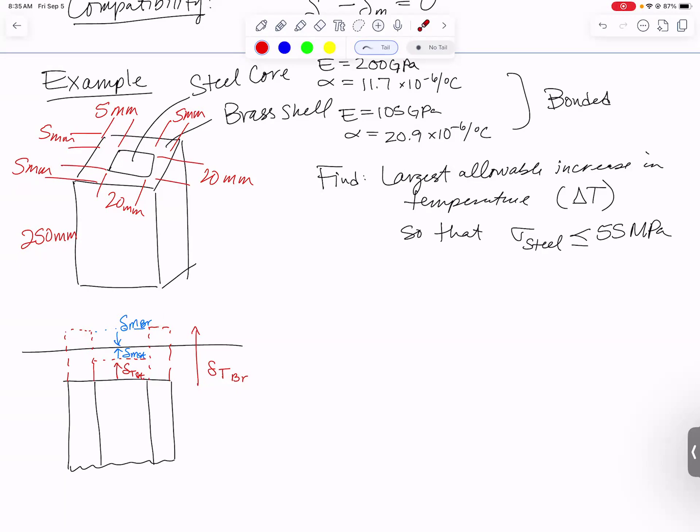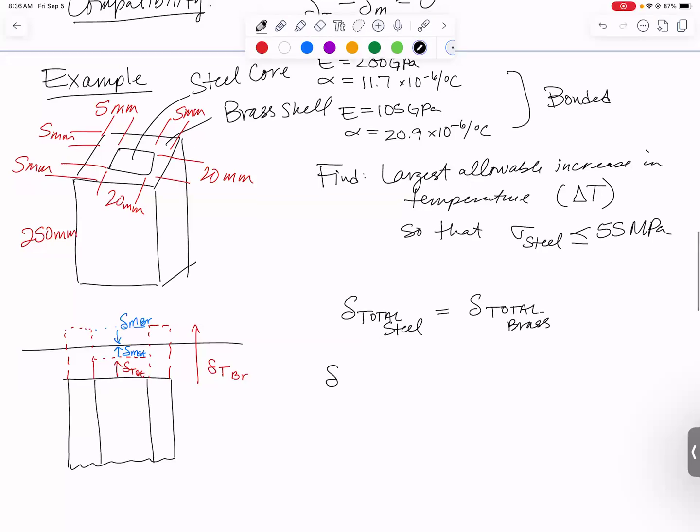Let's work this right down to the compatibility condition. I'll have a total deflection of the steel. And can you see that it's got to equal the total deflection of the brass? Because they're stuck together. It's not going to be 0. It's going to be non-zero, but they have to be equal. So now let's break up the steel and the brass.